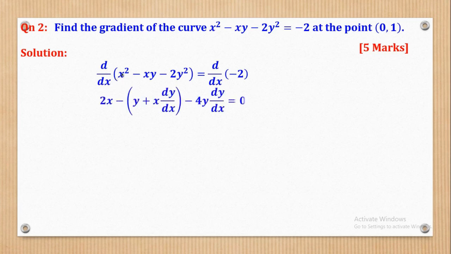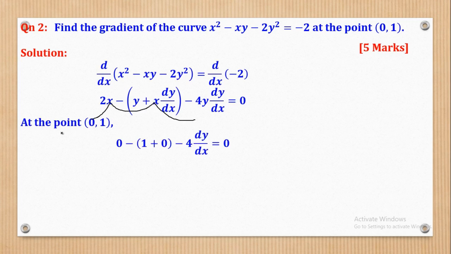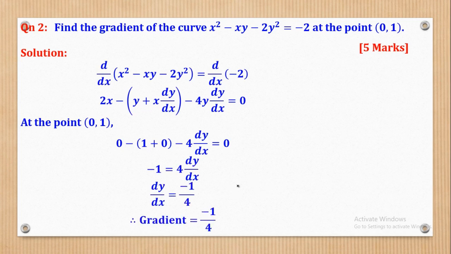So when I differentiate x squared, I'll come up with 2x. Then when I differentiate xy, I'll come up with y plus x dy/dx. Then when I differentiate 2y squared, I'll come up with 4y dy/dx. When I differentiate negative 2, I'll come up with 0. So at this point, I'm going to substitute for x and y because x is 0 and y is 1. So when I substitute, I'll come up with that and make dy/dx the subject to be that. Therefore the gradient they wanted is negative a quarter.